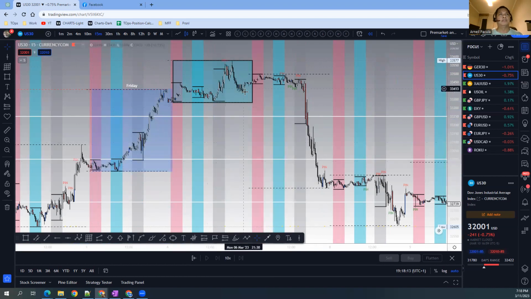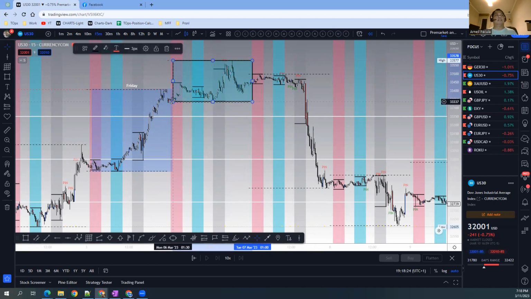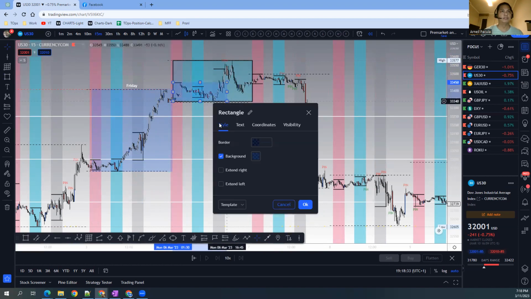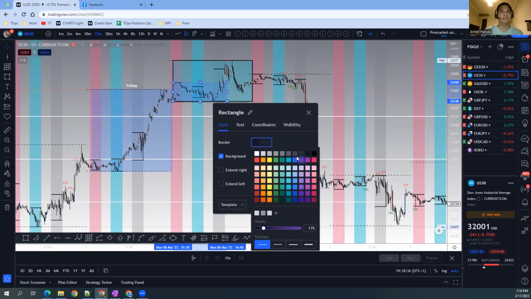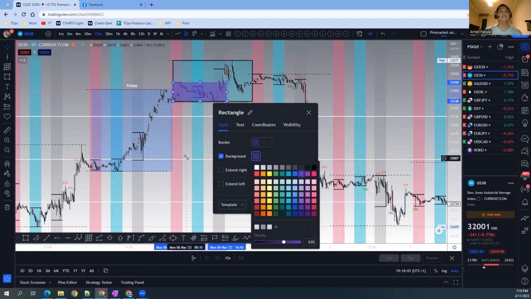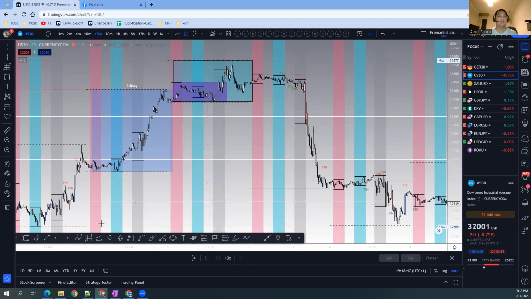So bearish yung ating higher time frame, and makikita natin na sa opening pa lang ng Monday, the opening ng week, nagkaroon tayo ng accumulation. So ito yung accumulation phase. Let's label it: this is the accumulation phase, opening ng Monday, and then we have the manipulation phase.